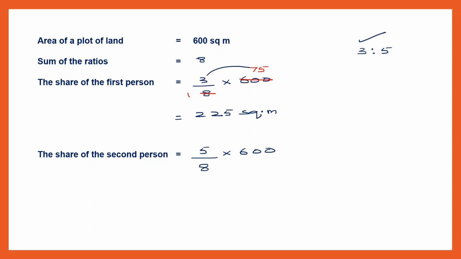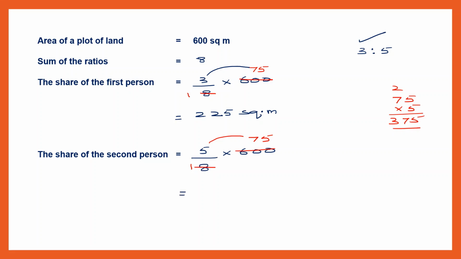And since this cancelling has already been done, we don't have to do it again. So 8 1s are 8 and 8 into 75 is 600. Now let's multiply 5 into 75. So 75 into 5. 5 5s are 25, carry 2. 5 7s are 35, plus 2 is 37.